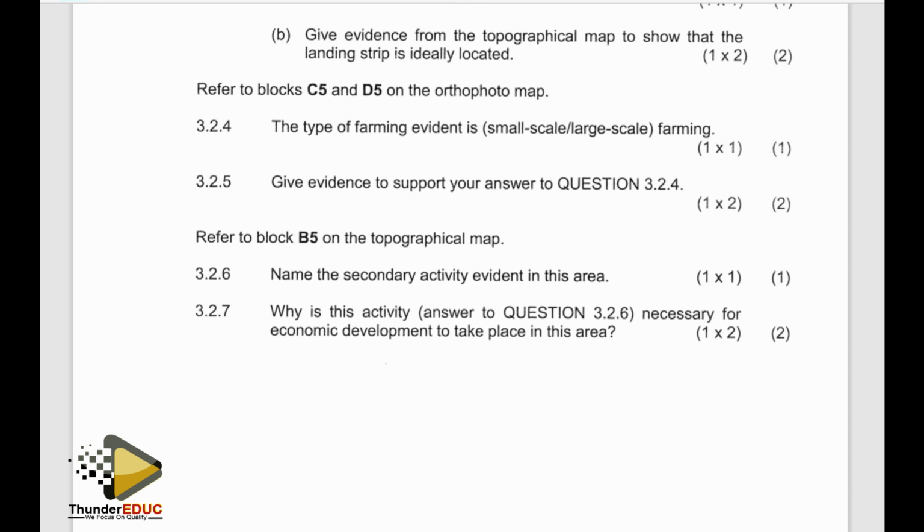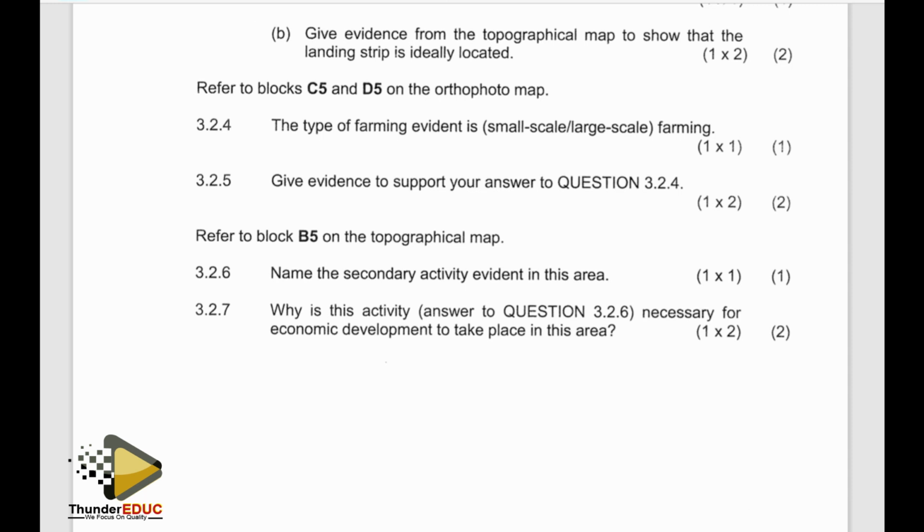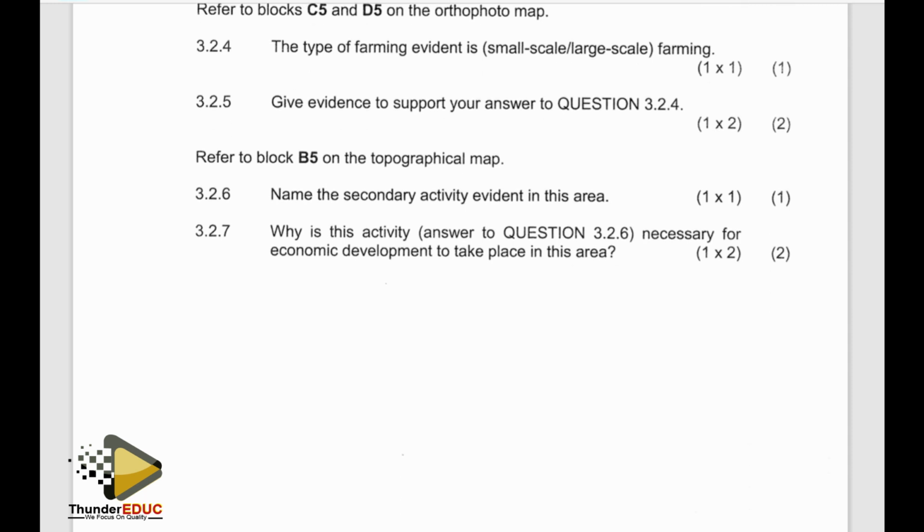We do farming, we produce the crops. Then when we are refining the crops, for example, turning the maize into maize meal, that is now a secondary activity. We are adding value to the primary product. Or we can talk of fishing as a primary activity. We get fish, but now we need to process the fish into different products. That is part of secondary production. So you check and see which one is evident from the block given on the map.